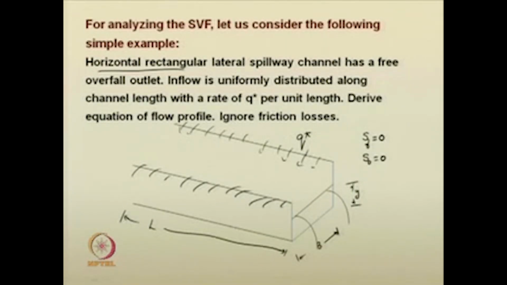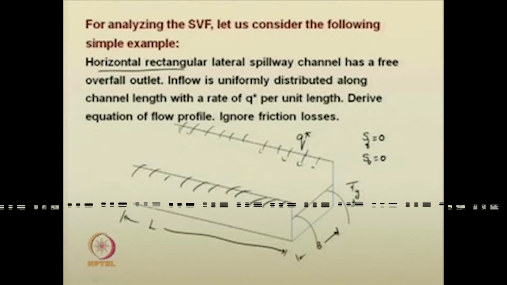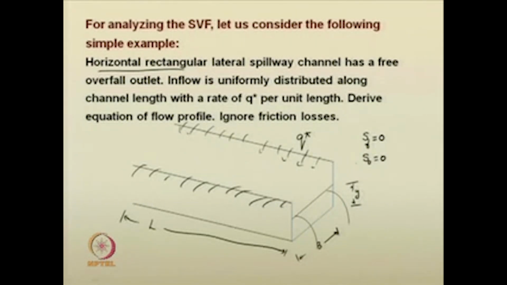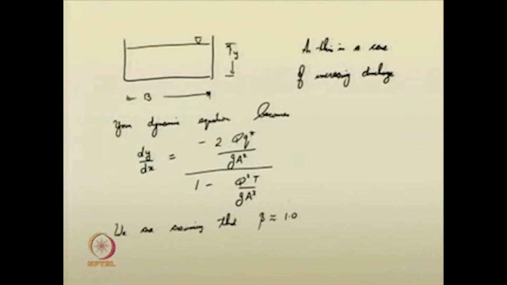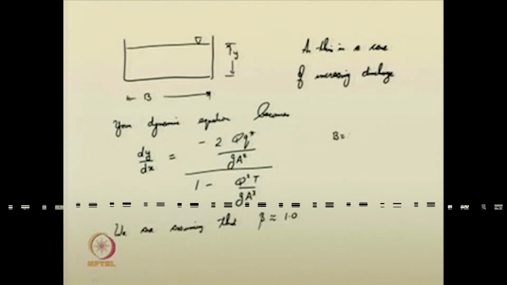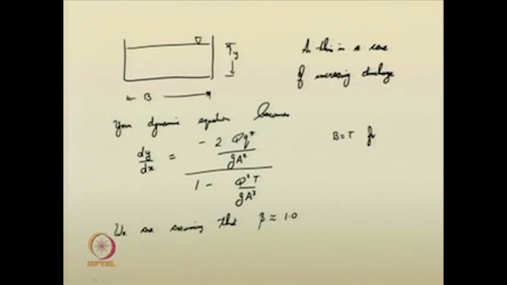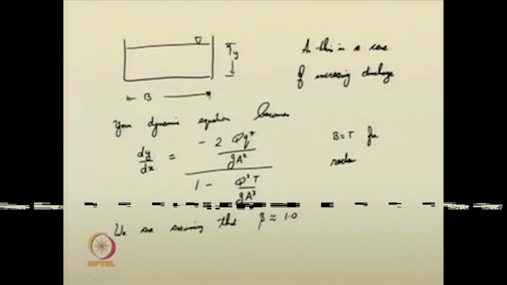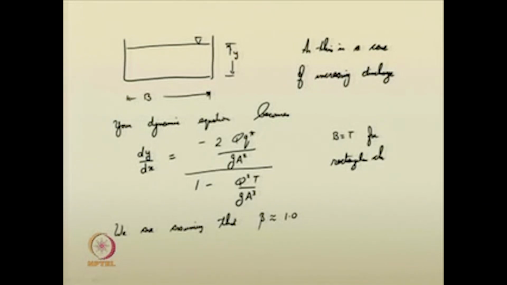So, starting from here, the water is collected in this channel, and it is flowing like this. At a rate of q star, it is being collected, the entire thing. So, we can suggest now for the rectangular channel, T is equal to B, and A is equal to B y, right.